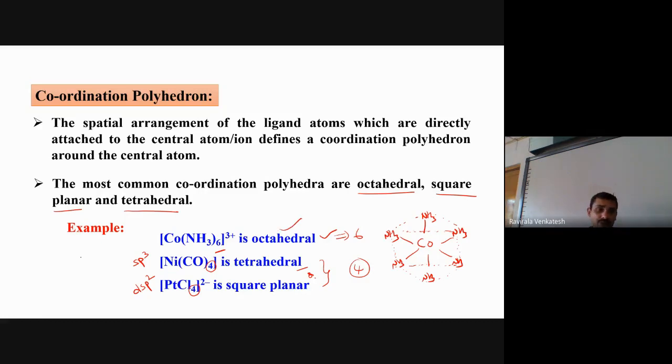When I take 4, what do we get? Nickel: I have taken one CO here, another CO here, and CO here, and one more CO. Now they are bonded like this. Now this will definitely have a tetrahedral shape like this. Square planar, how do we get it? When you have platinum with Cl like this, we get a square planar shape. So very simple. Polyhedron means the spatial arrangement of the ligands when they are directly bonded to the metal ion.